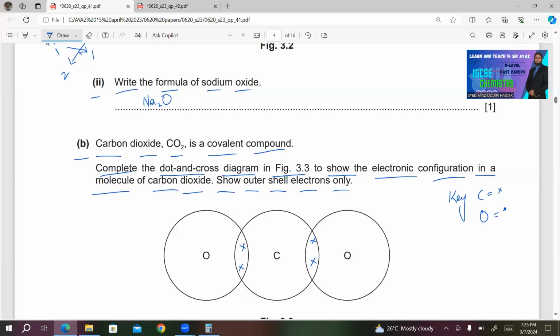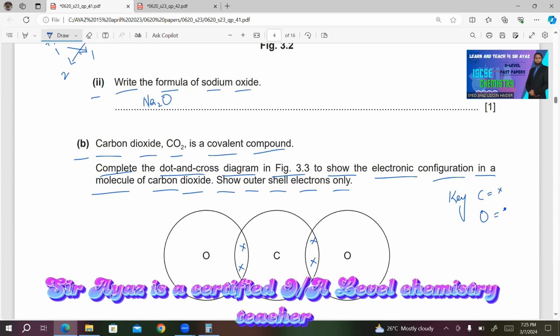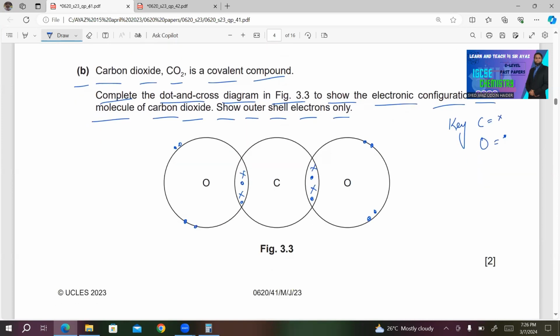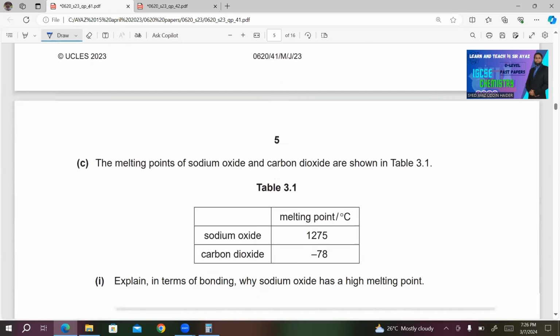Each oxygen atom has 6 valence electrons, and they will be sharing 2 of their valence electrons with the carbon atom. Reason: they need 2 electrons to complete their valence shell. So 2 electrons of oxygen on the right hand side, 1, 2, 3, 4, 5, 6. Left hand side, 1, 2, 3, 4, 5, 6. So this will be the final dot and cross diagram for carbon dioxide.